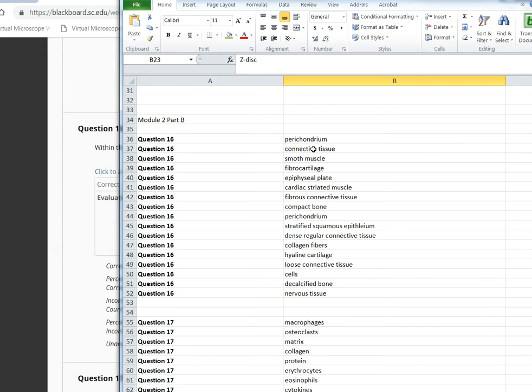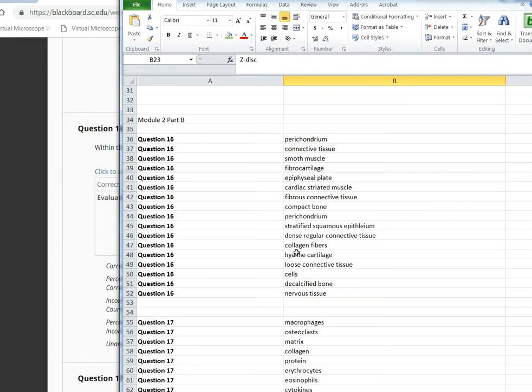Connective tissue, not specific enough. Smooth muscle, definitely was not, and this is misspelled, should be two O's. Fibrocartilage was not that. Epiphyseal plate, not that, and so on. And fibrous connective tissue, true enough, but we were looking for the specific component. We wanted the name. Stratified squamous epithelium, definitely not.